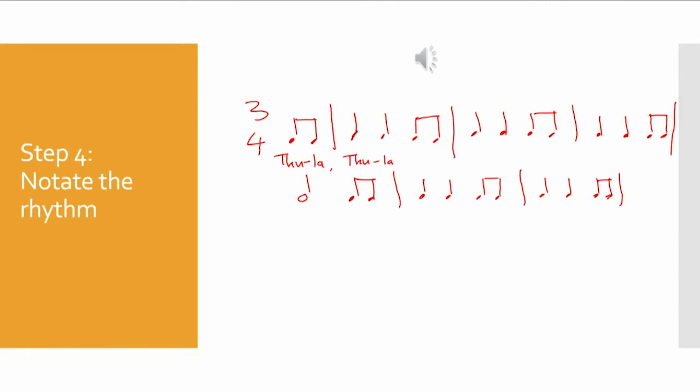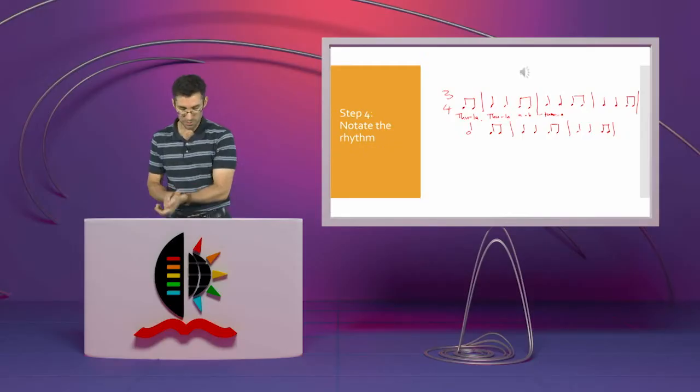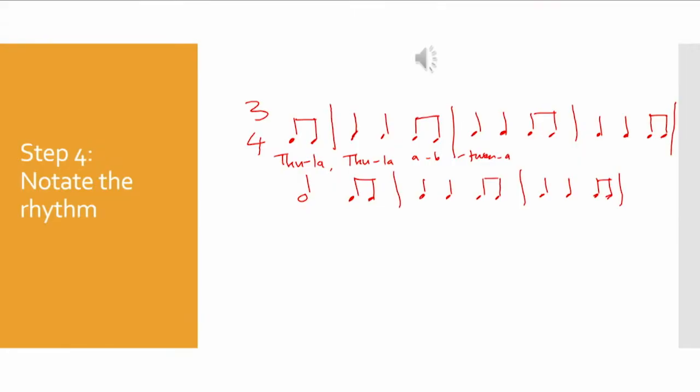Tula, tula, a, ban, twan. Now if we sing that, tula, tula, abantwana. And it starts again. Tula, tula, abantwan. I'll write that in for you. Tula, tula, abantwan.